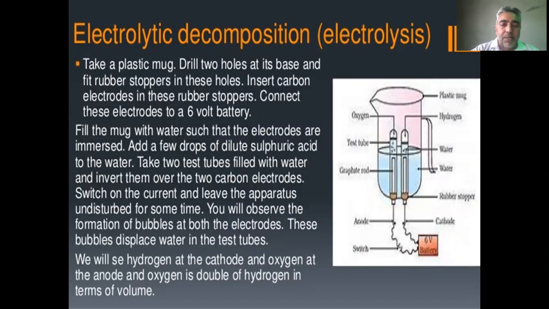Take a plastic mug, drill two holes at its base and fit the rubber stopper in these holes. Insert carbon electrode in these rubber stoppers. This is also an activity in your NCERT book. Connect these electrodes to a 6-volt battery, for example a cell, as they have shown it, not with the light. Fill the mug with water such that the electrodes are immersed.